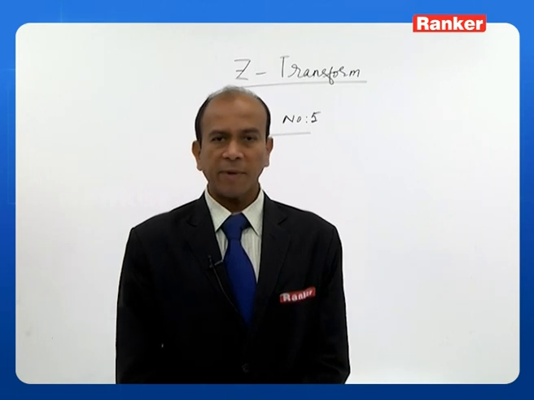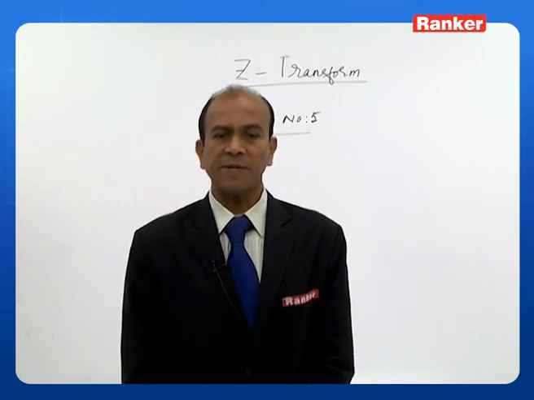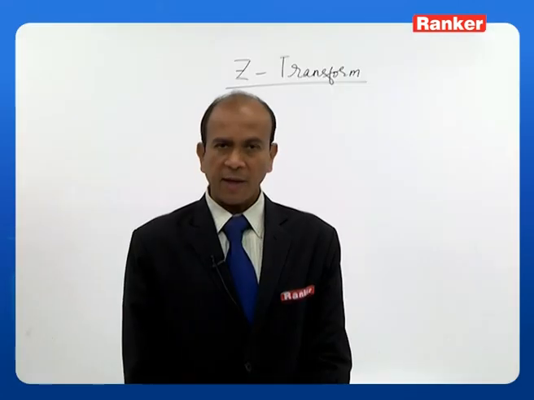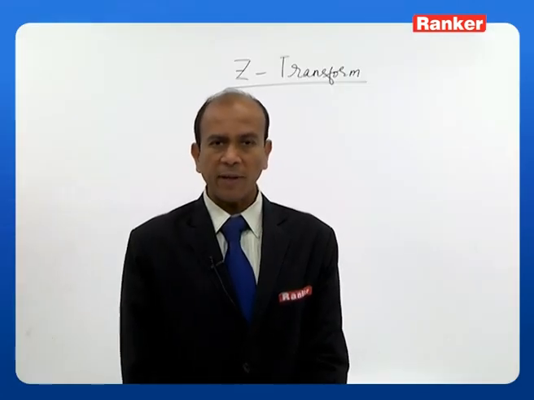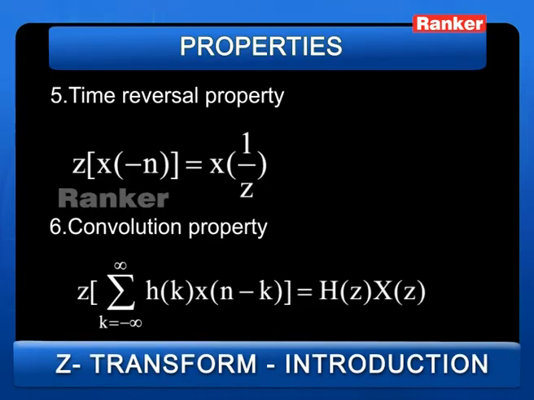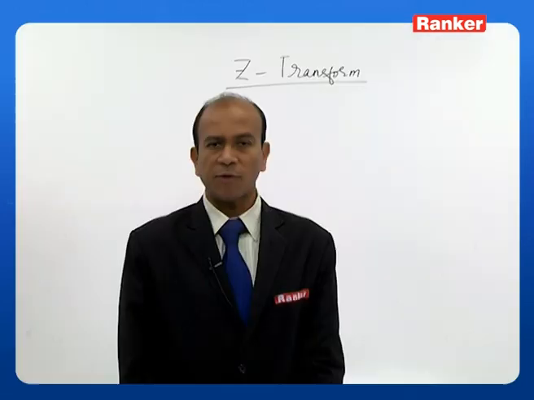Let us see the next property called as time reversal property. Property number 5 is called as a time reversal property. Z of x of minus n is equal to x of 1 by z, that is the time reversal property. Then again we have the famous convolution property in Z transforms, that is given as follows. So, the convolution, that is Z of summation k is equal to minus infinity to plus infinity, h of k, x of n minus k will have a product of h of z and x of z. This is the convolution property.